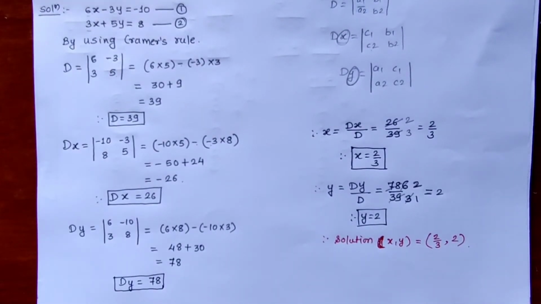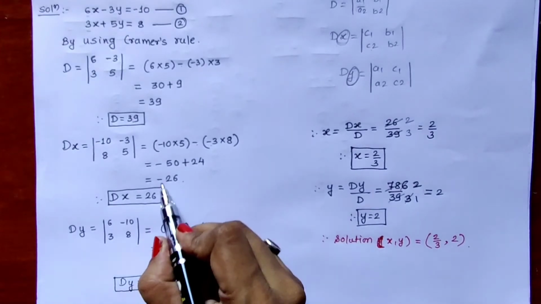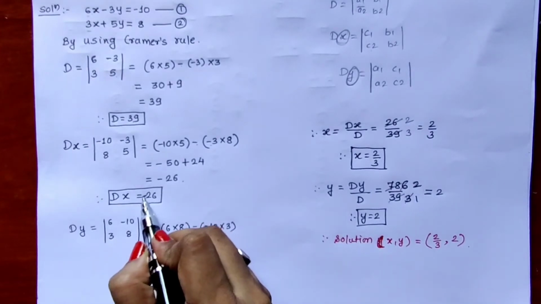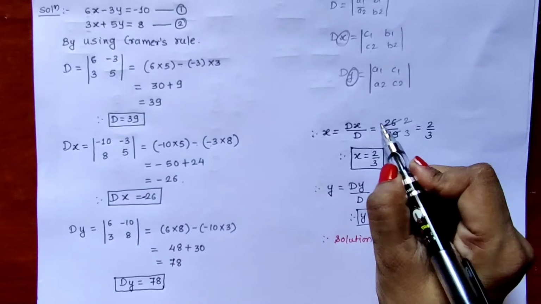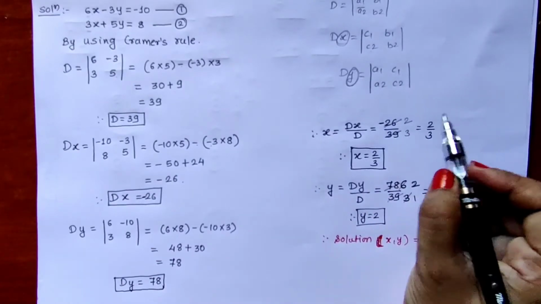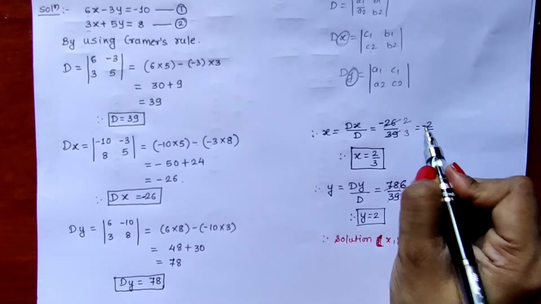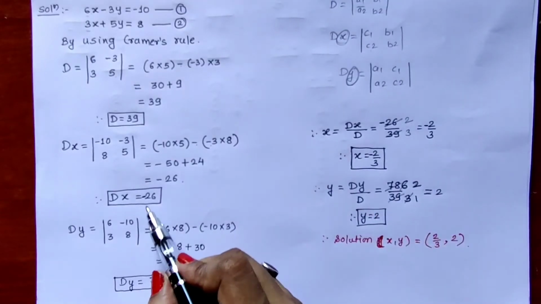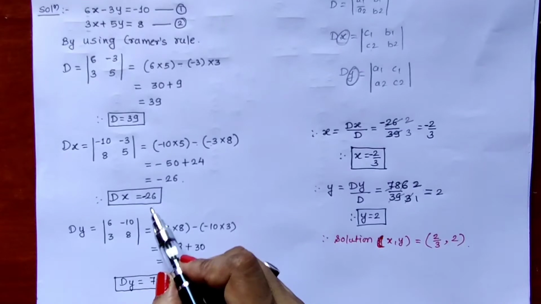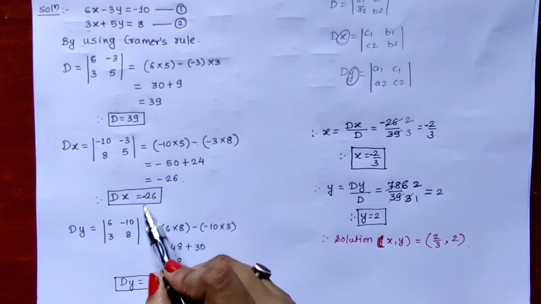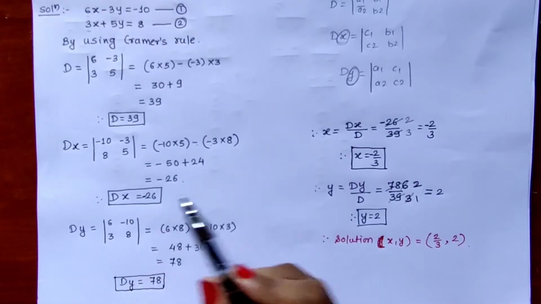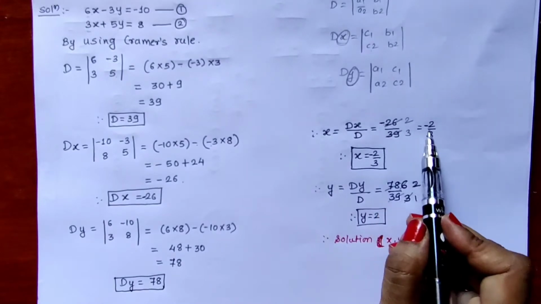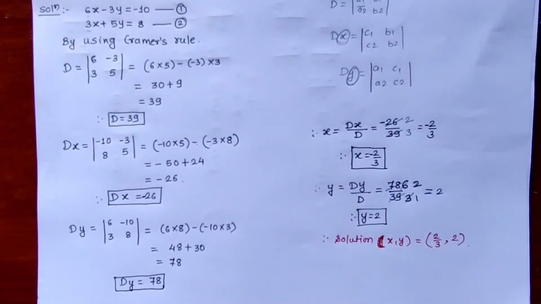One mistake we did here. Here it was minus 26, so it should be written as minus 26. So here the sign should be minus. Here also sign should be minus. So x value we are getting minus 2 upon 3. See children, while writing the sign, be very careful. So dx value is minus 26. So we have to put minus 26 here. Answer will be minus 2 upon 3. And therefore x value is minus 2 upon 3.